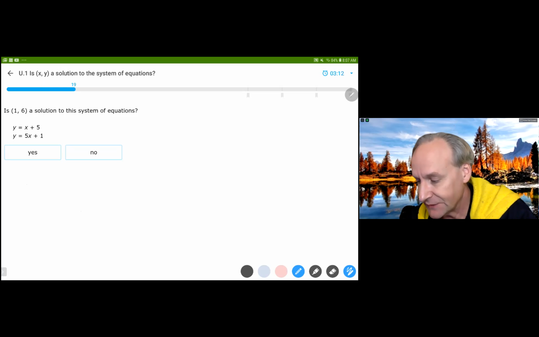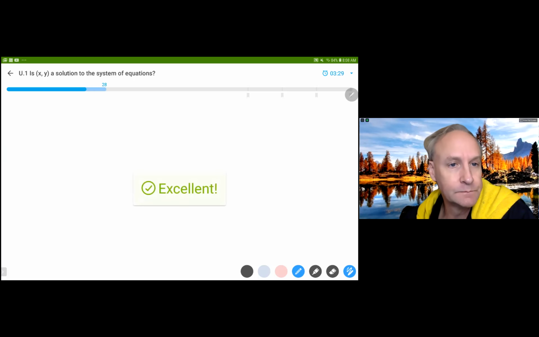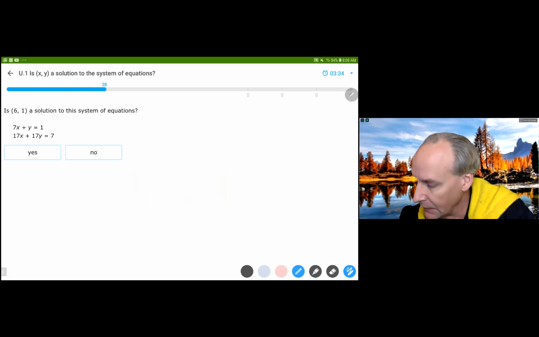Okay, I'm going to go a little faster now. I have a 1 and a 6. Let's see. Is it true for the first one? It is. Is it true for the second one? It is. So it's a yes. Hopefully you can see that I took 5 plus 1 and got 6, and I took 5 times 1 plus 1, and I got 6. Now this time I have a 6 and a 1, which gives me 43. That is certainly not equal to 1, so it's a no.